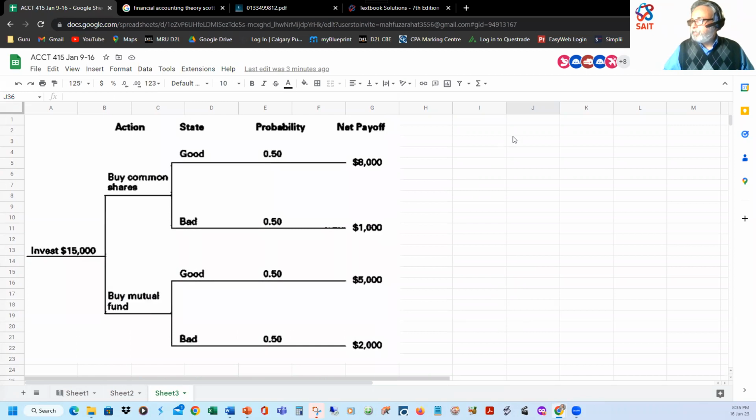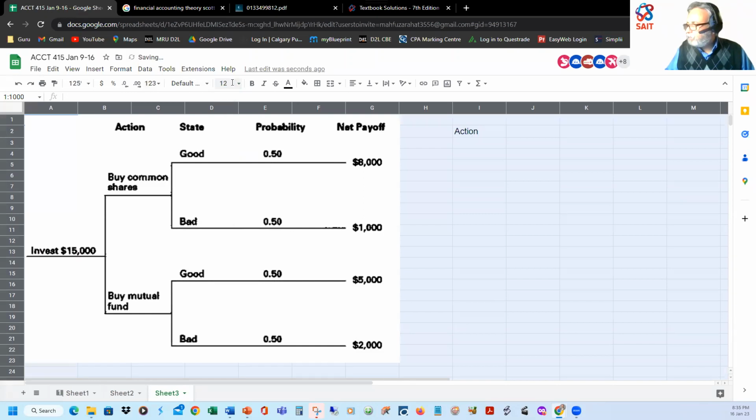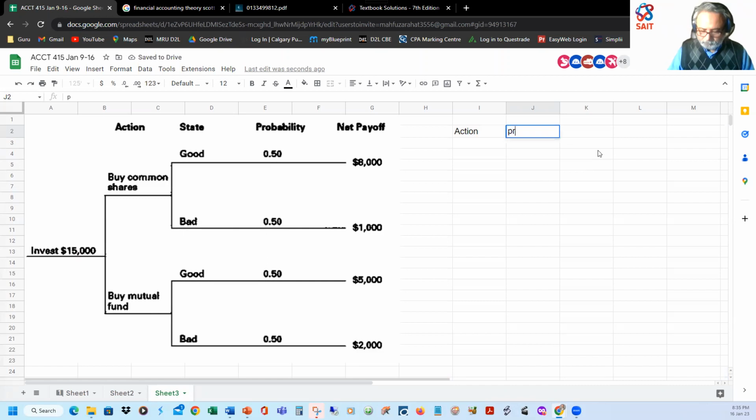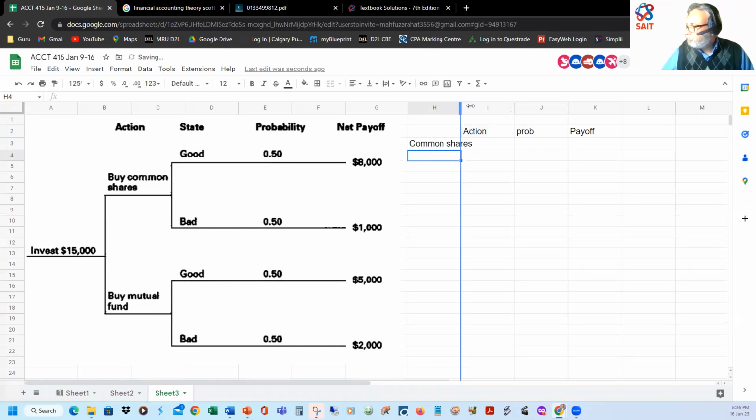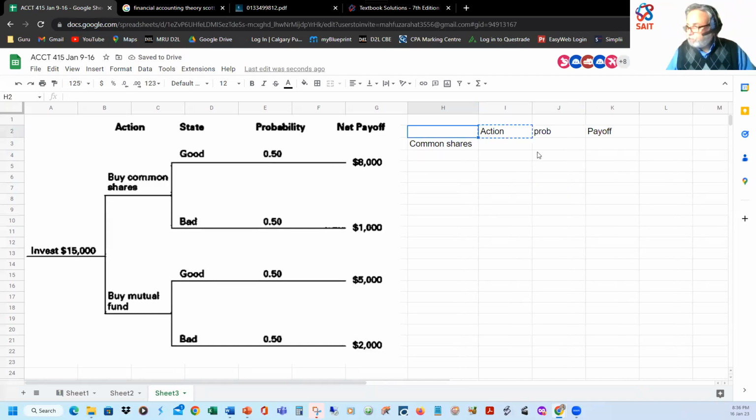So what are we looking at? We have payoff, right? So the action Mr. Smart has, several possible actions. You have probability given, and you've got the payoff given. So from investing in common shares, right? So common shares is the action, being investing in common shares. The outcome depends on the state of nature. And as far as Mr. Smart is concerned, either the economy will be in a good state or it will be in the bad state.